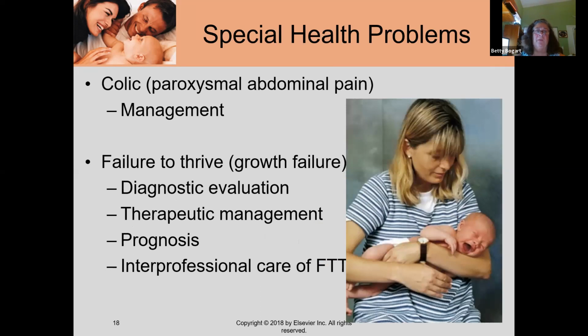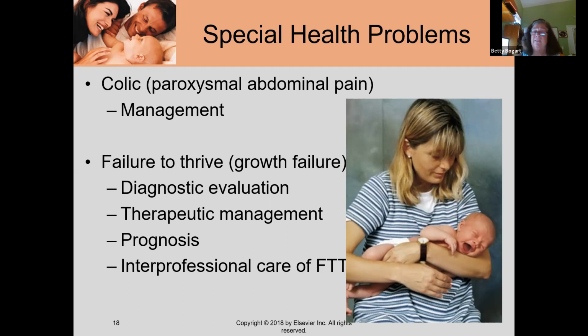Some special health problems: colic. Colic is such a hard thing for parents. It usually disappears within the first couple months of life, but this child doesn't sleep. This child is crying and they're always in pain. A lot of it's due to gas, and it creates a lot of sleepless nights for these parents, and it's a hard thing to deal with. They're given stuff to relieve gas, ranitidines and all sorts of GI medications to help them, but it's very difficult. Just have these parents know that it's going to stop eventually.